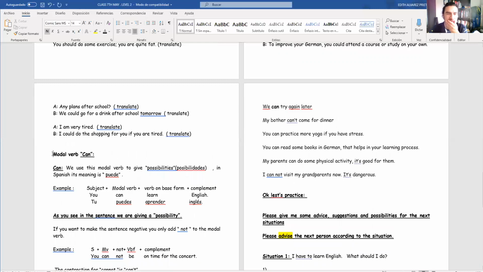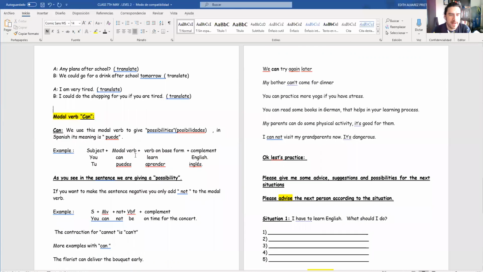Y veamos el último verbo modal, el modal verb can. Entonces, acuérdense, should, aconsejar; could, sugerir, ¿listo? Ahora vamos a ver can. We use this modal verb to give possibilities, ¿ok? Entonces se usa para dar possibilities, posibilidades. In Spanish, its meaning is puede. That's the meaning in Spanish, okay?